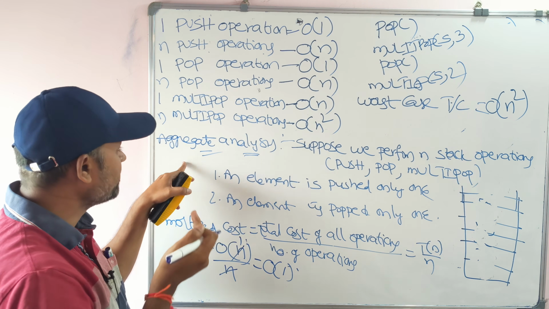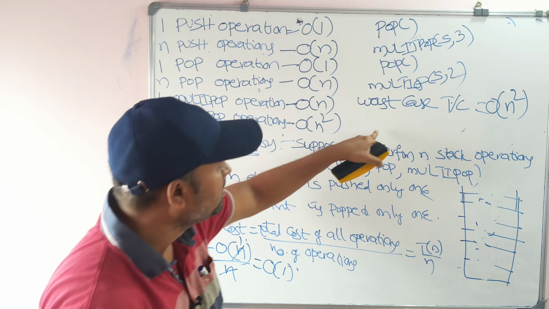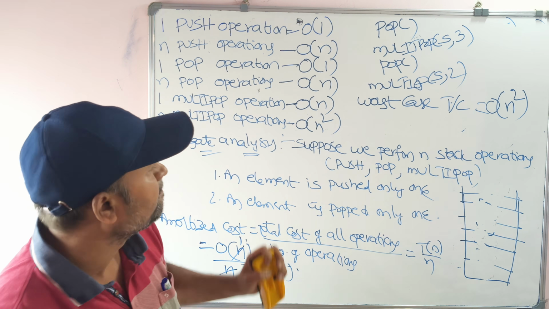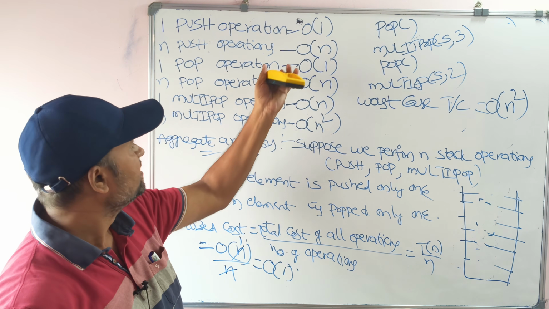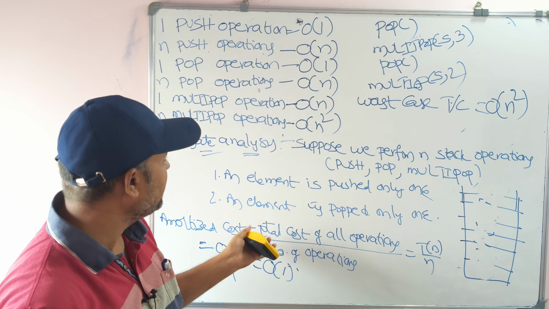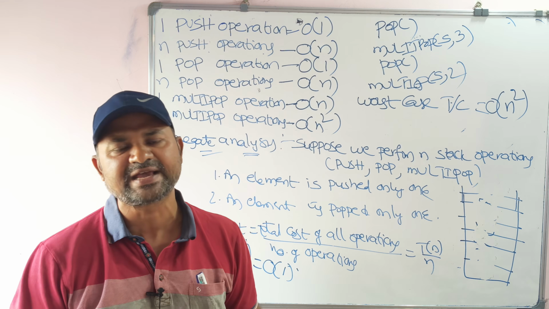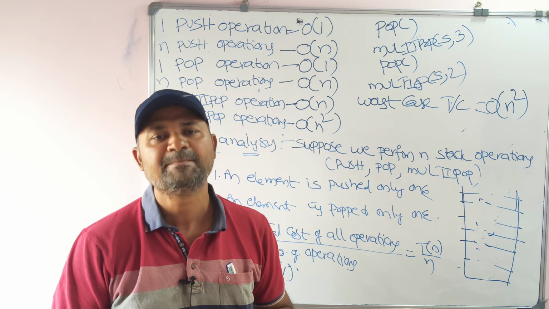So with the help of amortized analysis, we are reducing the cost from order of n square to order of 1. So this is about aggregate analysis with the help of stack operations. In the next video, we will discuss aggregate analysis using a binary counter.